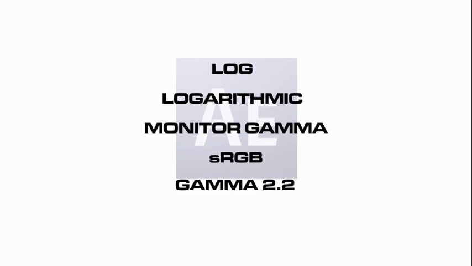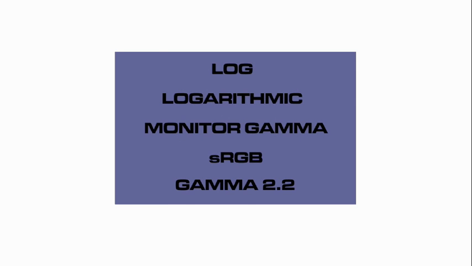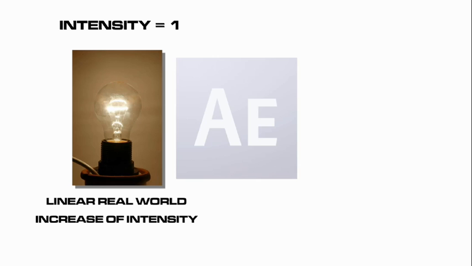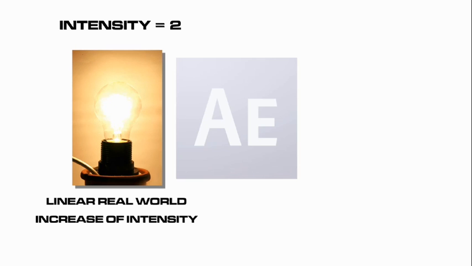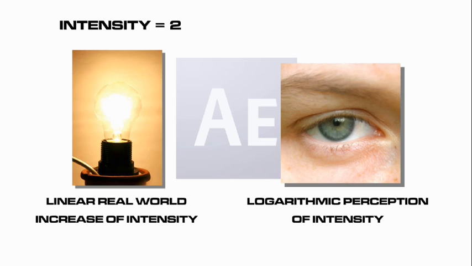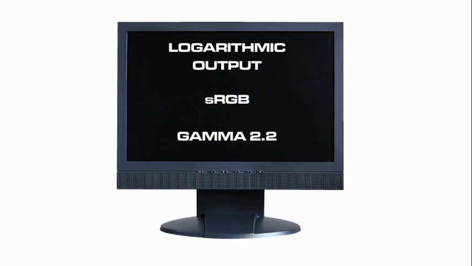Now let's take a look at the opposite end of the coin. Logarithmic, monitor gamma, sRGB, gamma 2.2, they all roughly mean the same thing. In the real world, if you take a light and you double its brightness, then you get twice the amount of light. However, the human eye has a logarithmic response to light and therefore will not perceive it as being twice as bright. Our eyes are more sensitive to changes in midtones and shadows than brightness values. For this reason, computer monitors have a logarithmic output, also known as sRGB, also known as gamma 2.2.